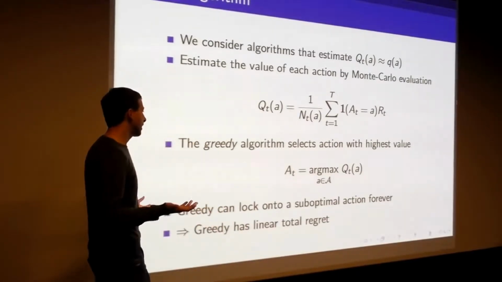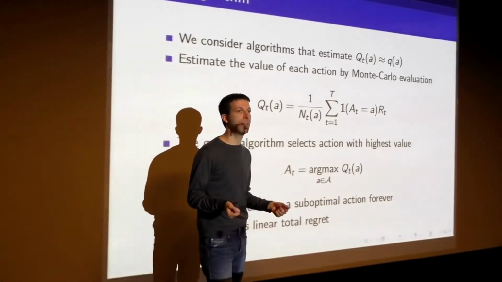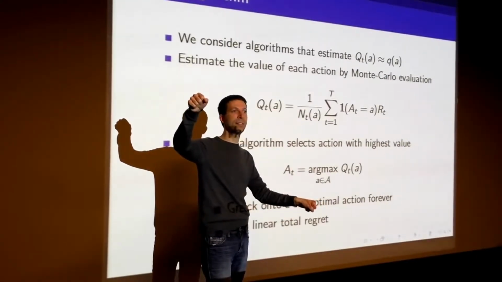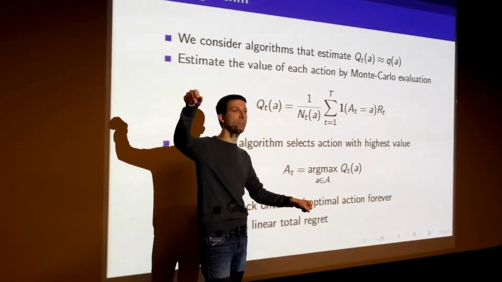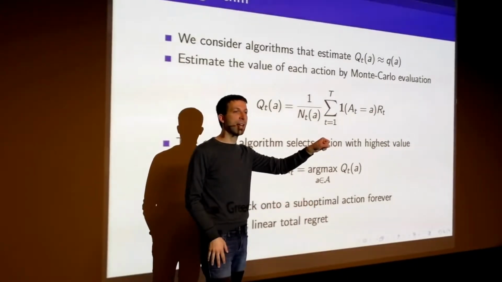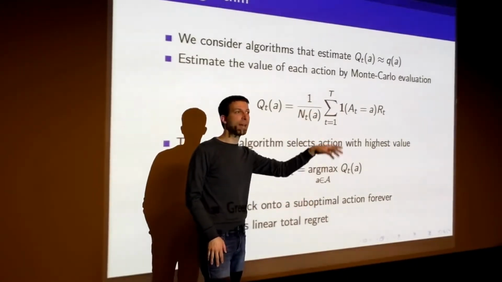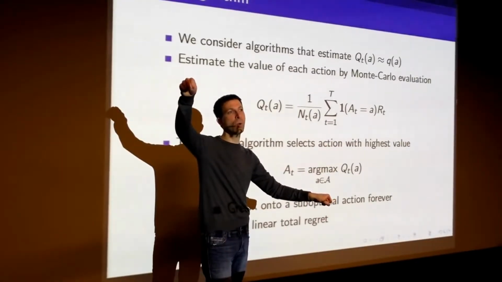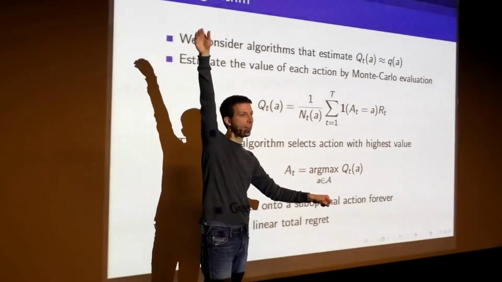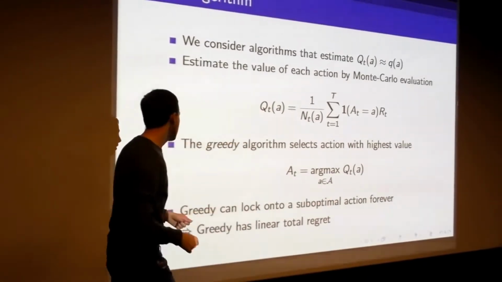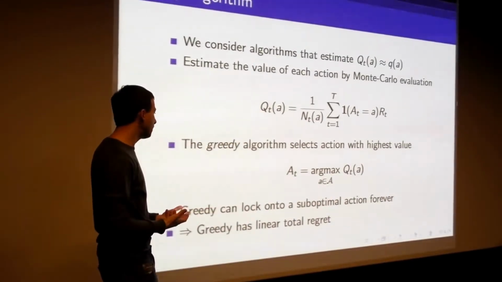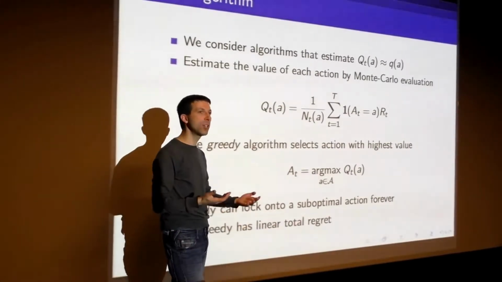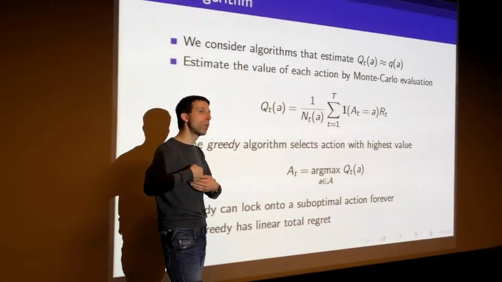And the obvious problem is that it can lock onto a suboptimal action forever. Like I might try this action and it looks good, and I thought this action was bad, so now I just keep applying this action forever. Or even I try this action and I try it again and I'm just a little bit unlucky, so I end up thinking its value is bad, and then I try this action once and it looks better, and I just keep trying it and keep trying it and keep trying it. So you can lock onto suboptimal actions forever, and as a result, greedy has a linear total regret. In expectation, you can do the wrong thing forever.